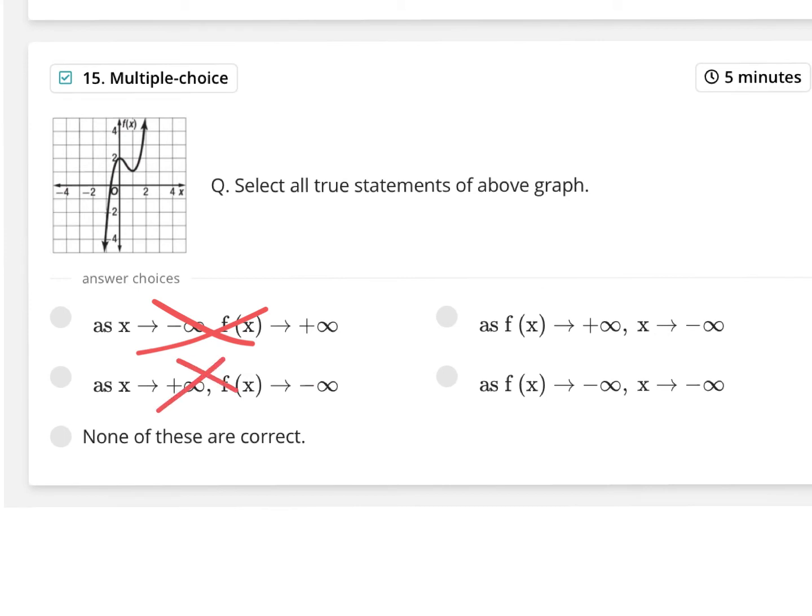Now these other two are written backwards, so what I recommend if you get confused is to simply read it the way you're comfortable with. In other words, read the x term first. As your x's go to negative infinity, that's saying to the left, your y's go to positive infinity. Is that true? As you go to the left, you go up? No, it doesn't. As you go to the left, you go down. So as you go left, this one says you go down. So out of all of these, the only true statement is this one right here. I hope that makes sense.